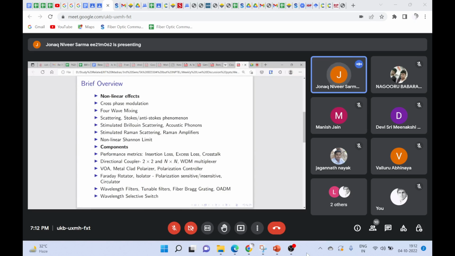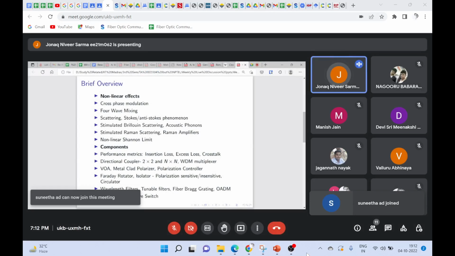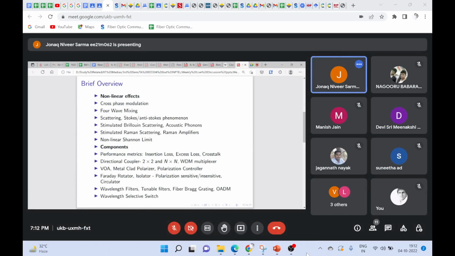Then the second class of components: variable optical attenuator, and then polarizer, how to make those, and then polarization controller. And then we went on to introduce the first non-reciprocal device, the word was slipping my mind, this Faraday rotator that was introduced. We just wanted to know the use of it.